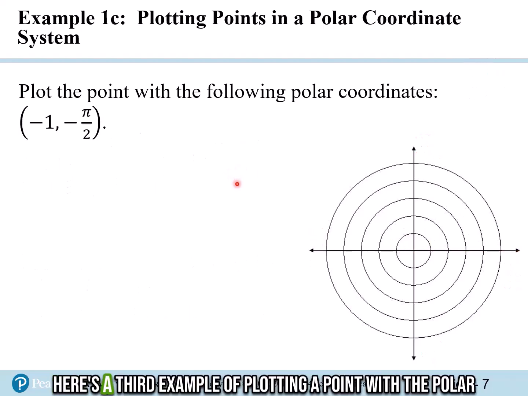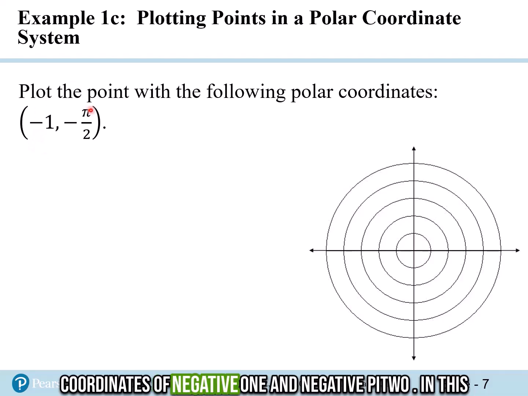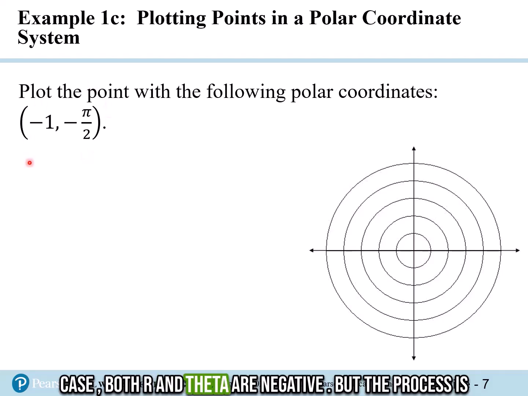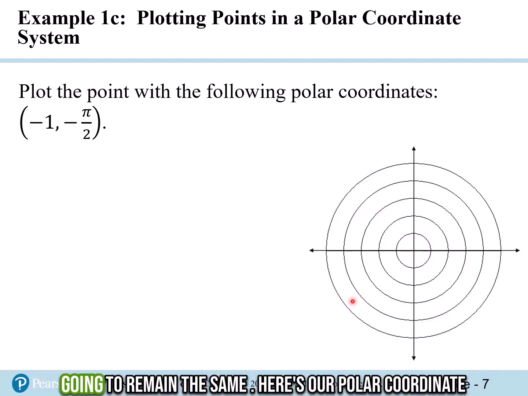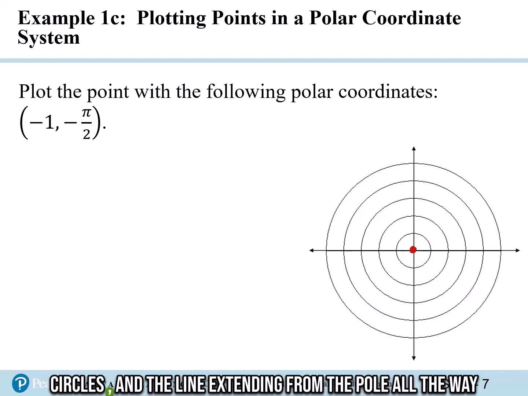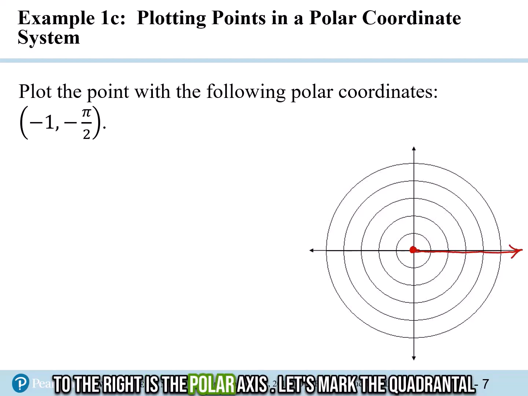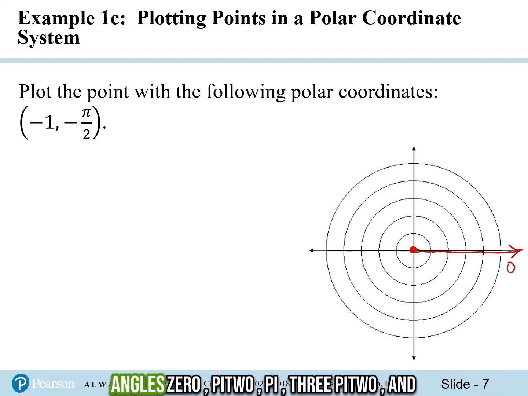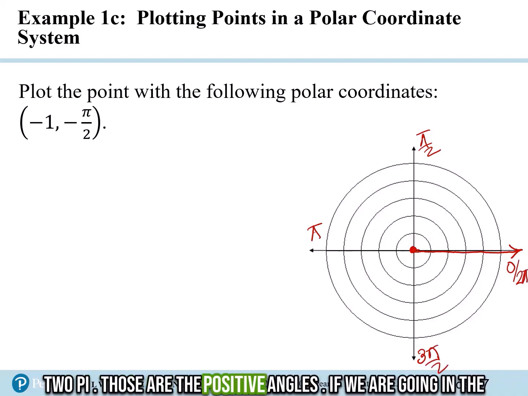All right? Here's a third example of plotting a point with the polar coordinates of -1 and -pi/2. In this case, both r and theta are negative, but the process is going to remain the same. Here's our polar coordinate system. Let's mark the pole, which is at the center of the circles, and the line extending from the pole all the way to the right is the polar axis. Let's mark the quadrantal angles: 0, pi/2, pi, 3 pi/2, and 2 pi. Those are the positive angles.